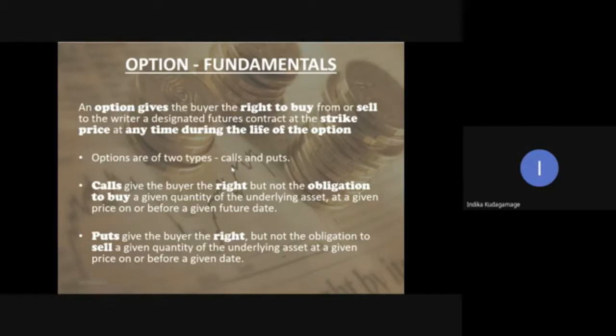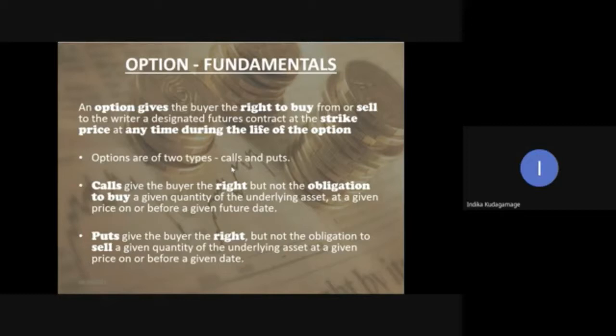Then from the Gamini side, he thinks that prices will come down. So he wants to take a call option to sell at 200 rupees. Right? That is called sell, put option. Call is to buy, put is to sell. Gamini wants to take the right to sell at 200 rupees. Right? For that, he goes and buys an option, a put option.